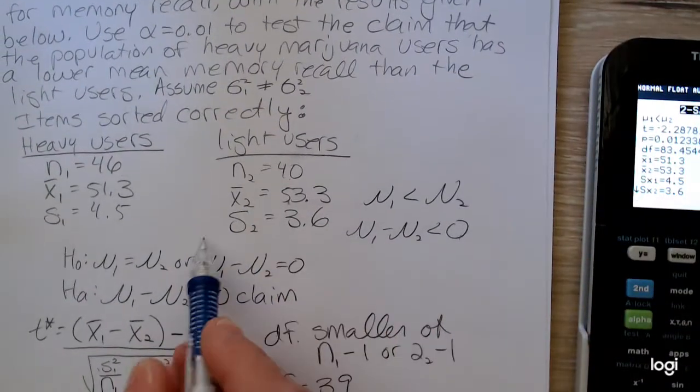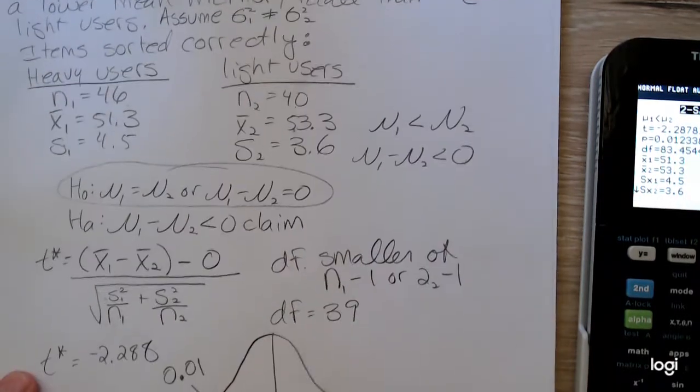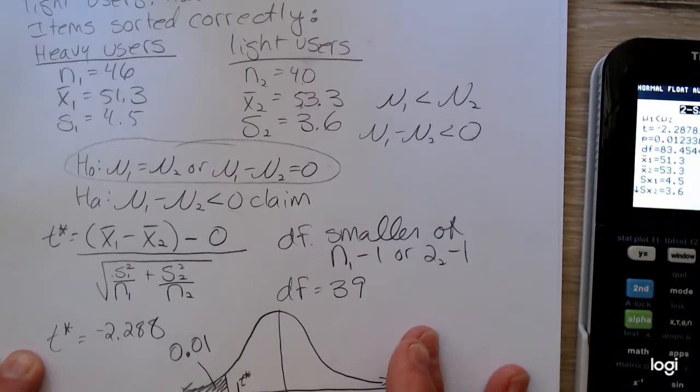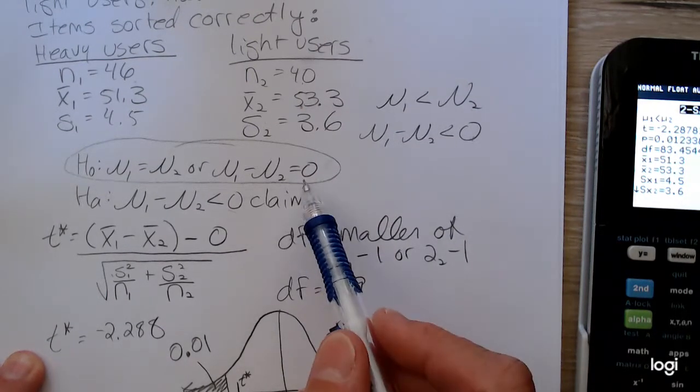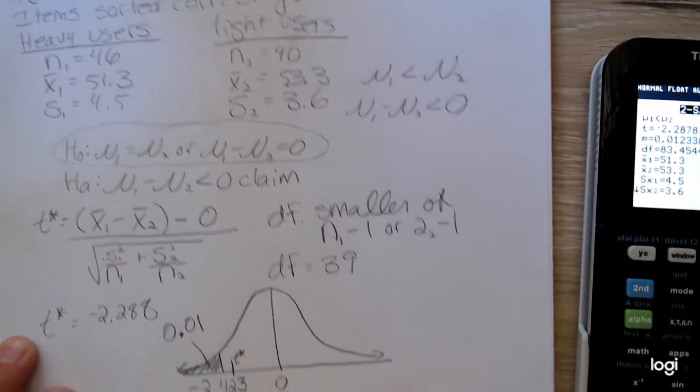Okay, so if we fail to reject the null, you can think of it as the null is the winner. Notice I did not circle the claim. So to state our conclusion, there is not enough evidence, or there is insufficient evidence, to support the claim that the population of heavy marijuana users has a lower mean memory recall than that of light users.